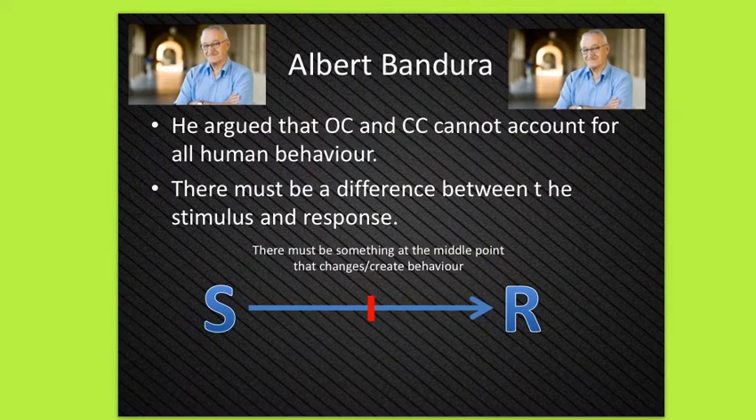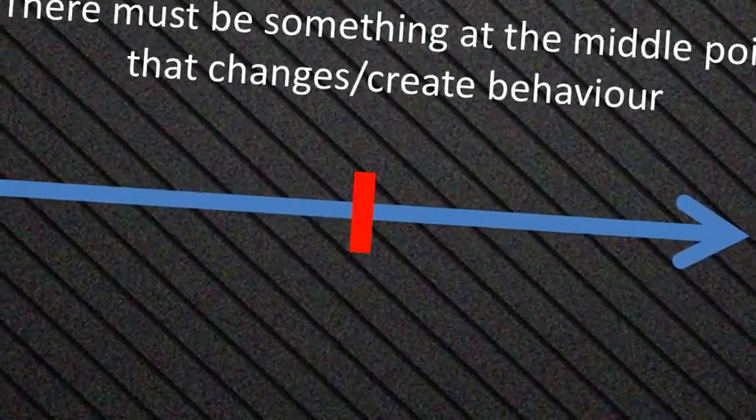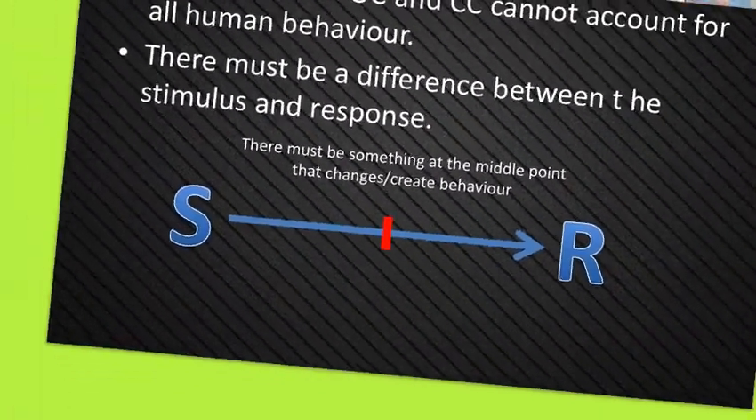However, he did argue that operant conditioning and classical conditioning do not account for all human behaviour. There must be something else that is happening that then generates certain behaviours. There must be a difference between the stimulus and the response. There needs to be something in the middle that then helps to generate that response. Now, this is what he was really interested in and investigating, and this is what the social learning theory is trying to give us, that little red line in the middle, trying to tell us how the response is generated.